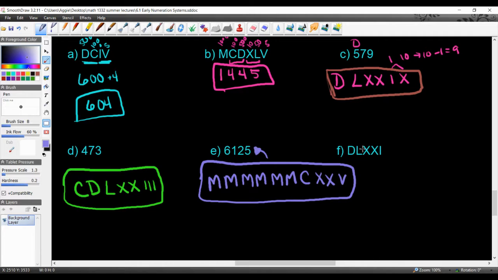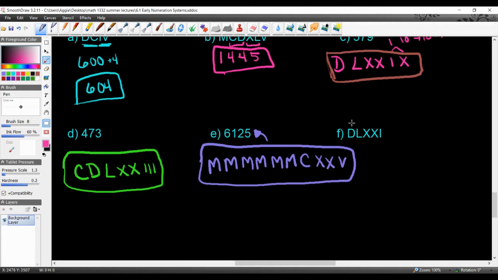Last but not least, we have another Roman numeral that we want to convert to Hindu Arabic. Remember that Hindu Arabic is the number language that we're used to, okay? We have a D, which is 500, so I'm going to put that up here. It's 500. This one is a 50. This is a 10. This is a 10. It's a 1. So it looks like it's going in from biggest to smallest. So all we have to do is add everything.